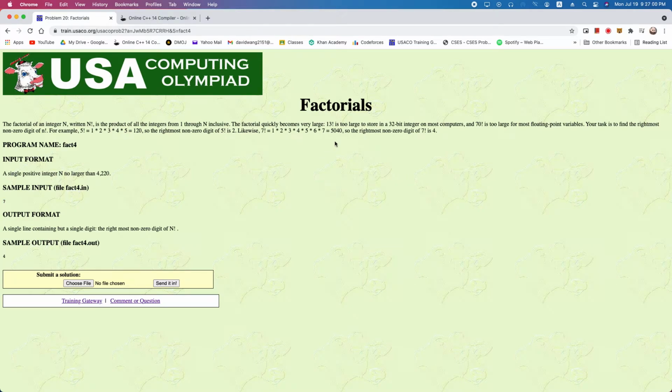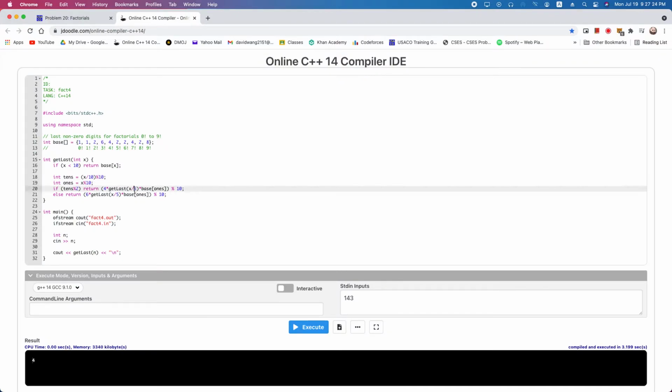Alright, today I will talk about the problem factorials. In this problem, it's actually really simple if you know a secret formula for this. But otherwise, if you don't know this formula, you can use mathematical analysis to find a formula for the last non-zero digit. Here in my code, I'll show you the really useful formula.